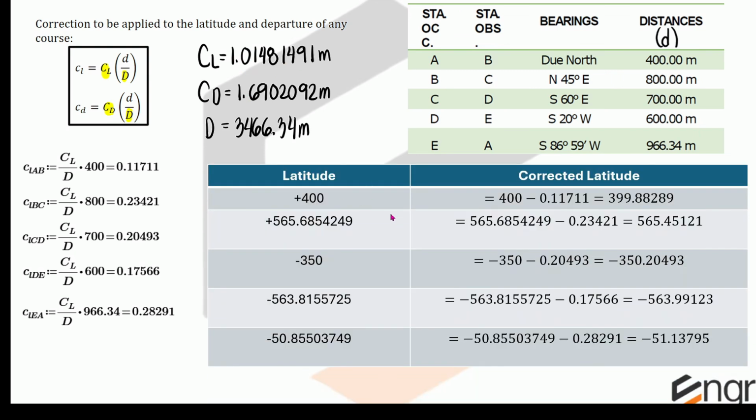So here we have our table for the original latitudes, plus 400 up to minus 50.86. For the corrected latitude, we subtract the corrections. So 400 minus the correction for line AB, then subtract this one for line BC, and so on. We obtain the following values. If we add all of them, the result should be 0.